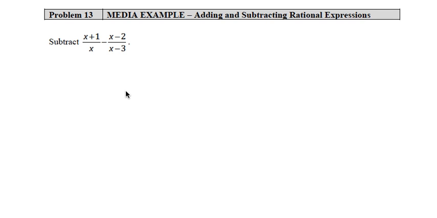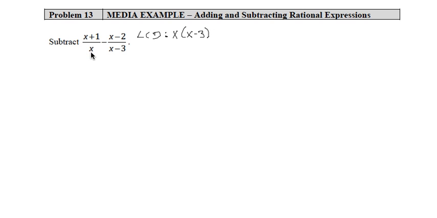In this problem, we're going to work with rational expressions and the operation of subtraction. And just like when we subtract numerical fractions, we're going to need a common denominator. That common denominator must have a factor of x and a factor of x minus 3 inside of it. So that common denominator is going to be our lowest common denominator, and that is going to be x times x minus 3.